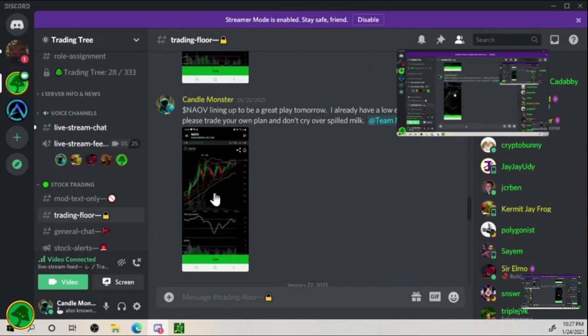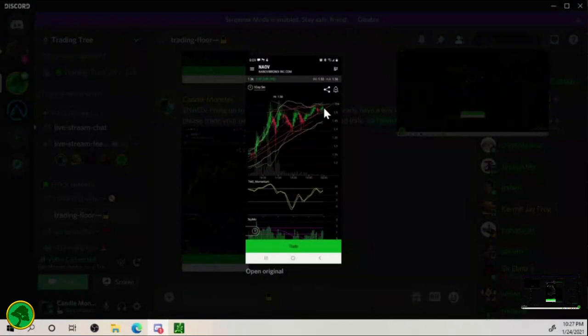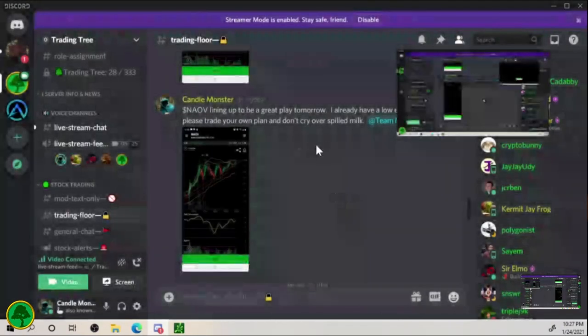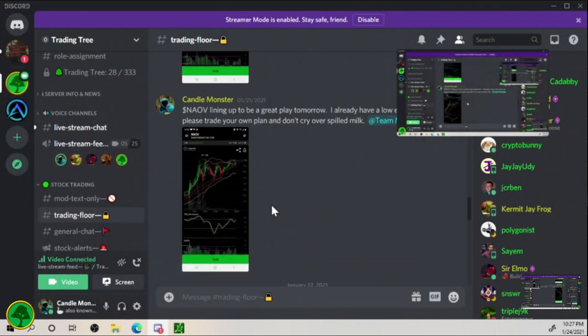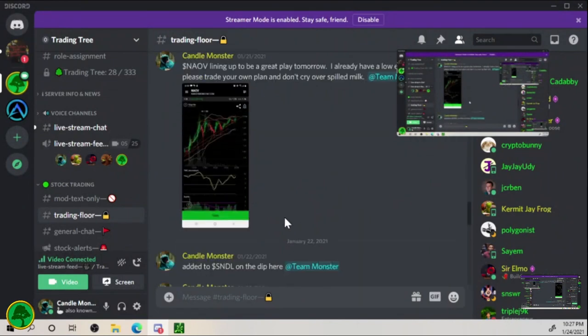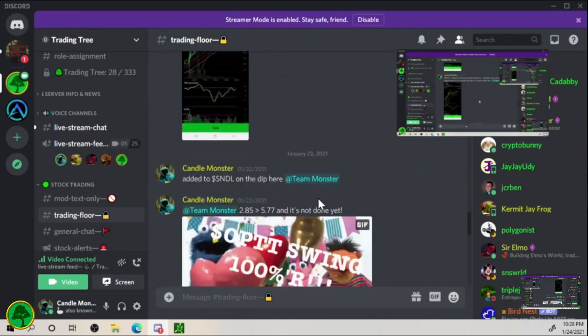This is the wedge that I posted basically after hours. So that's a beautiful wedge, nice ascending wedge. I had a clear idea that it's going to go, so I said that. But I also mentioned in trading floor, I already have a low entry. In general chat, I didn't mention that. Didn't say anything about it. I forgot that I wasn't in trading floor. Y'all couldn't see it yet.